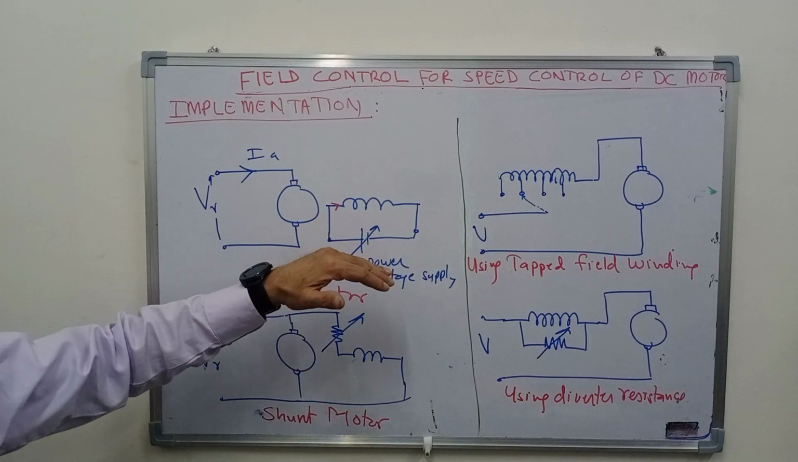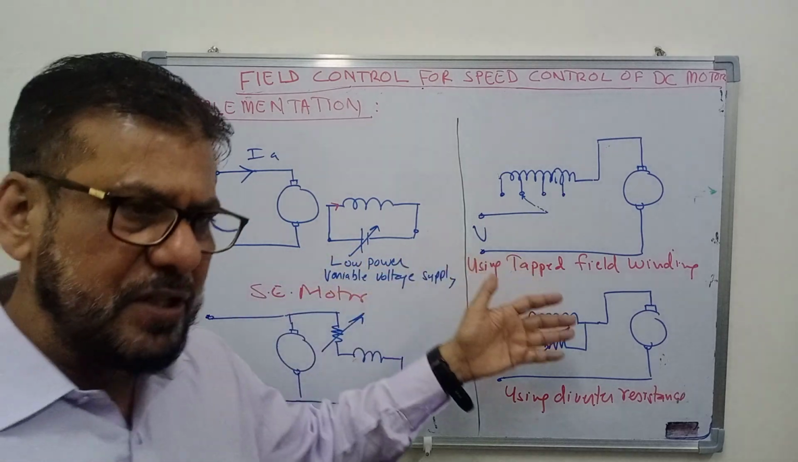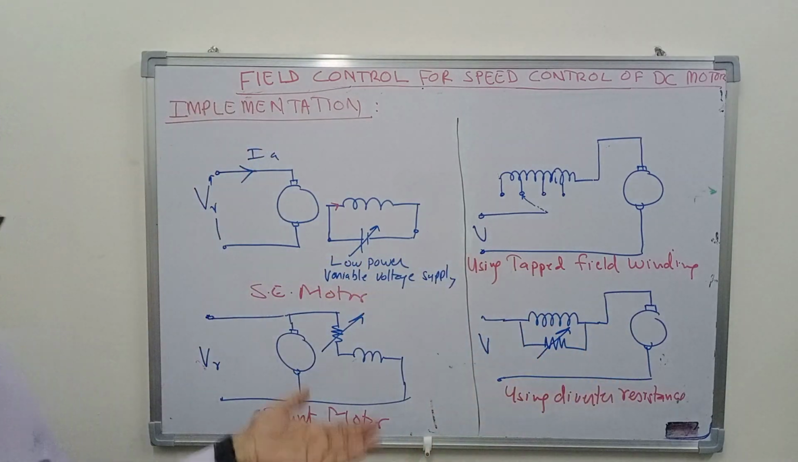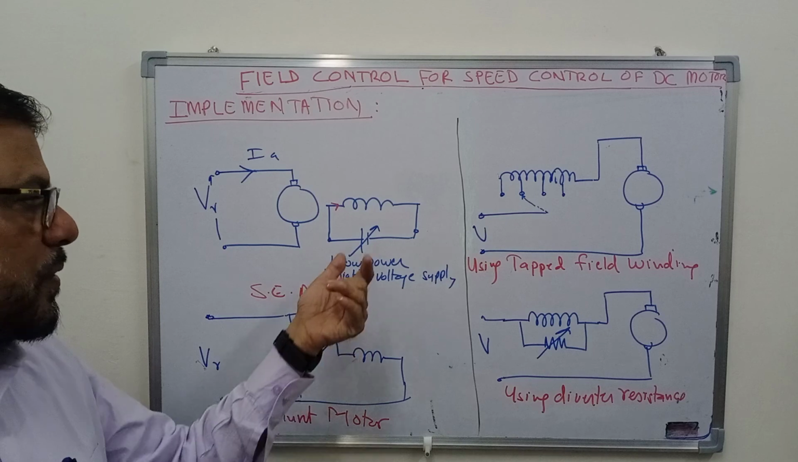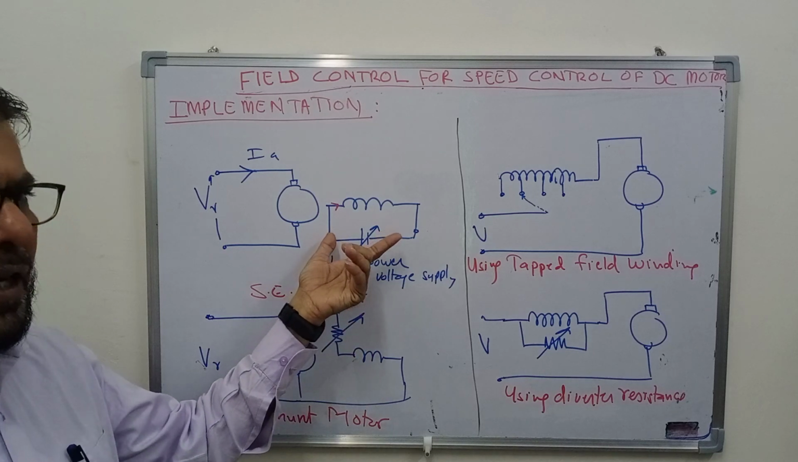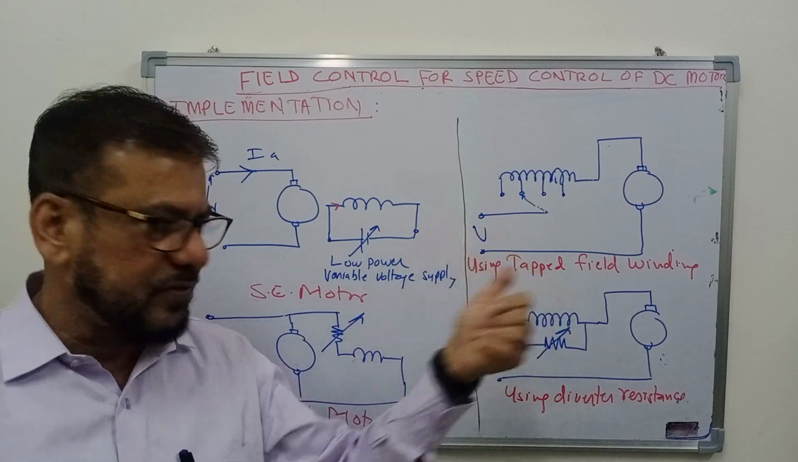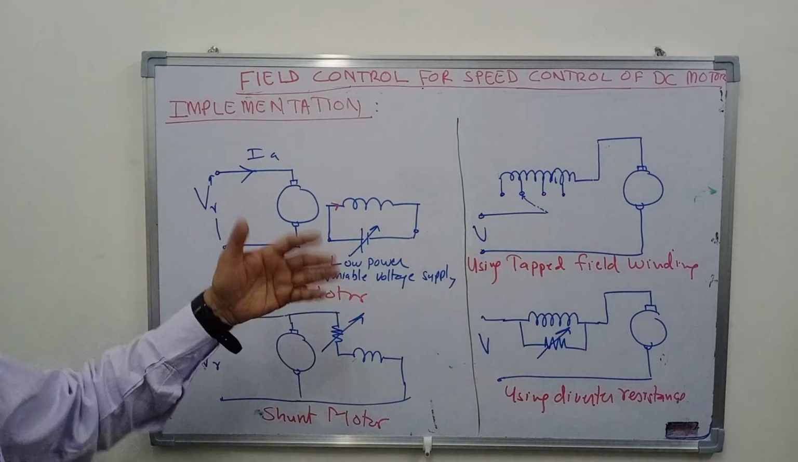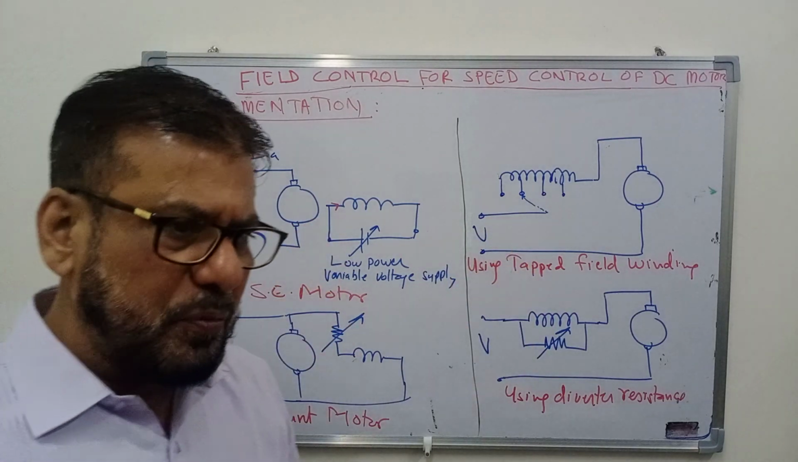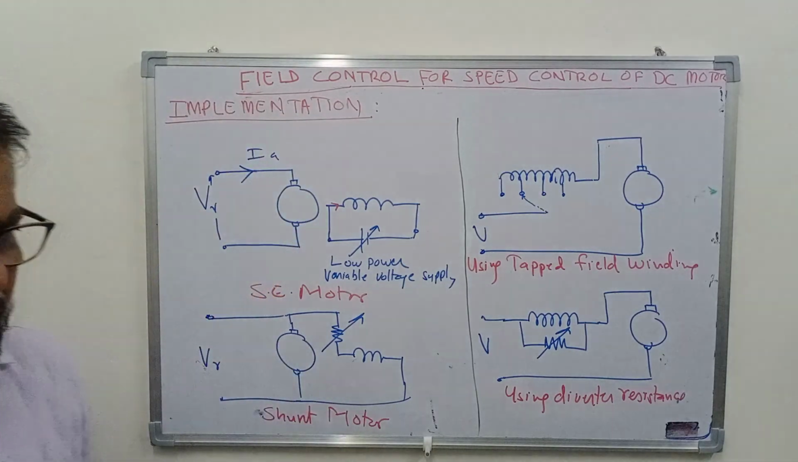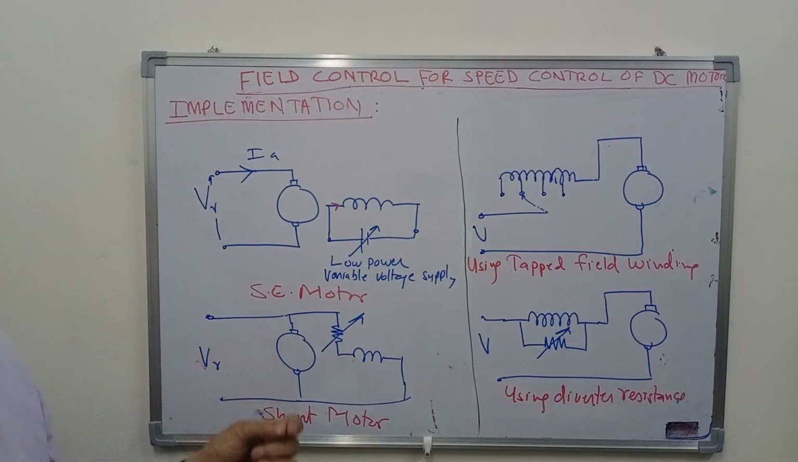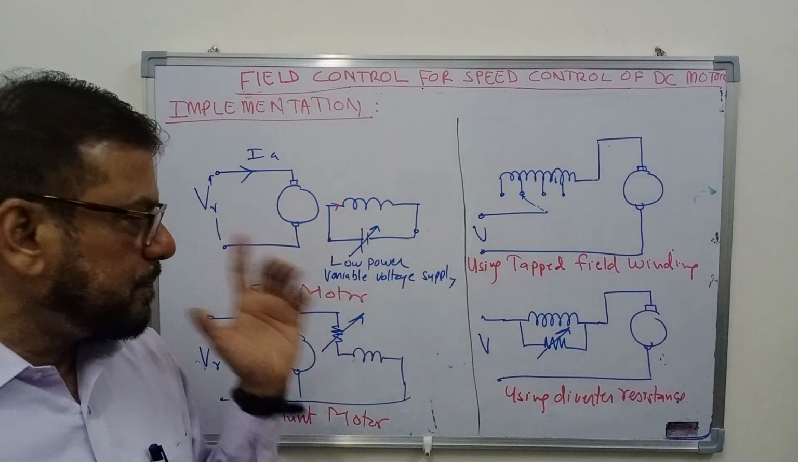So you can connect here some thyristor bridge. By controlling the alpha firing angle, you can control the voltage here, and you can control the current flowing through the field winding, and you can change the flux. Or, even for a smaller motor, you can simply have a rheostat, and from that rheostat you can make a potential divider, and that will do the job.